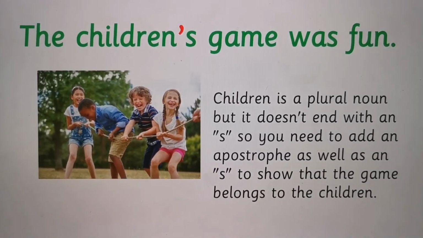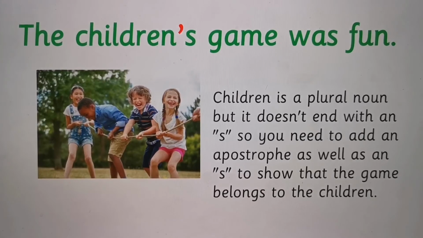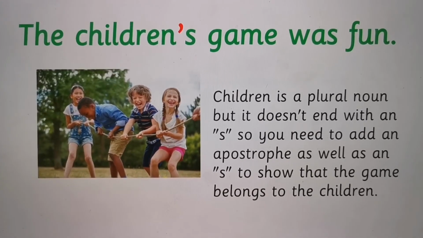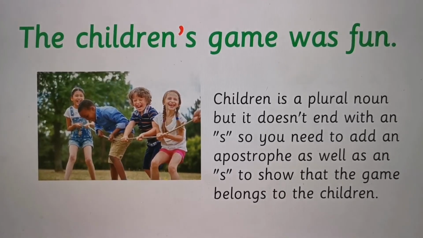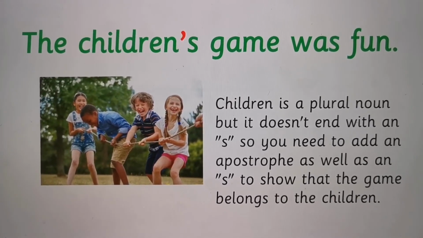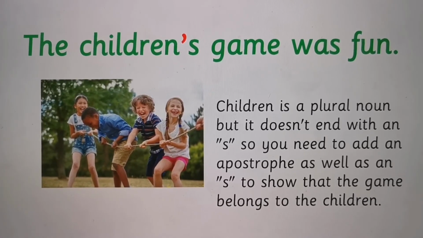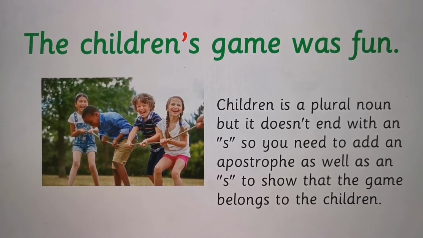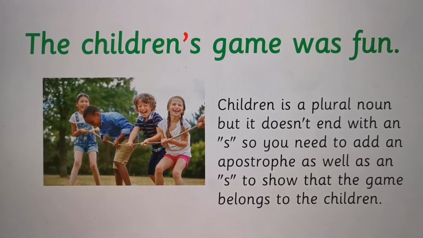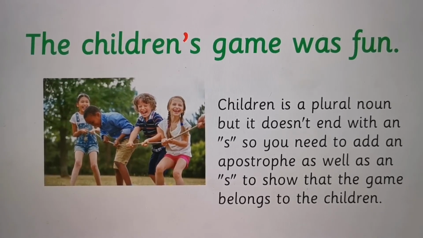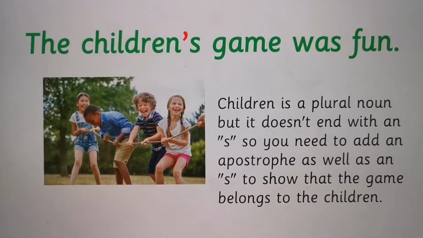Our final example is: the children's game was fun. The word children is also a plural noun. However, this one does not end with an S. Because of this, we need to make sure that when we put our apostrophe, we also follow it with an S to make sure that we know the game belongs to the children.